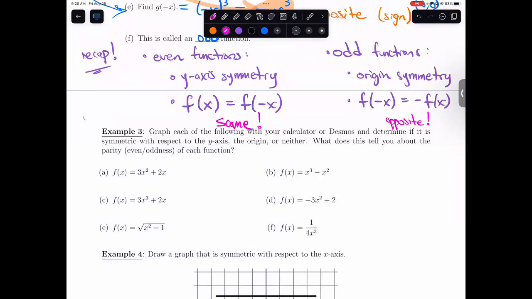Graph each of these 6 things separately, right? You want to look at them one at a time. What you're trying to decide is if they have symmetry with respect to the y-axis or with respect to the origin or neither, right? There's the third option. And then if they have the correct kind of symmetry, what does that tell you about whether the function is even or odd or neither? Y-axis symmetry always means even, origin symmetry always means odd, neither means neither, right? That it's not either of those things.